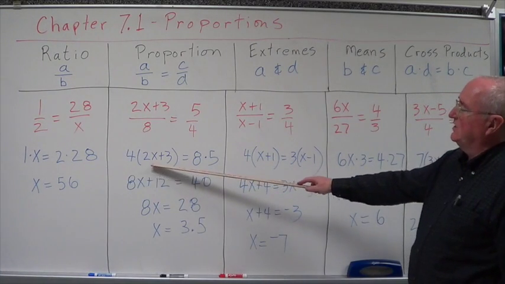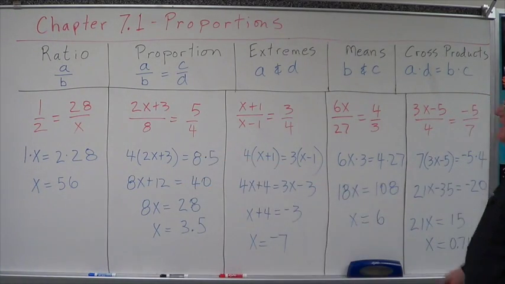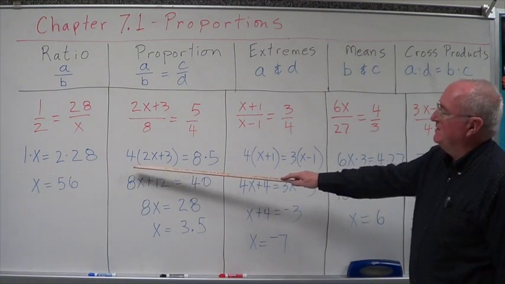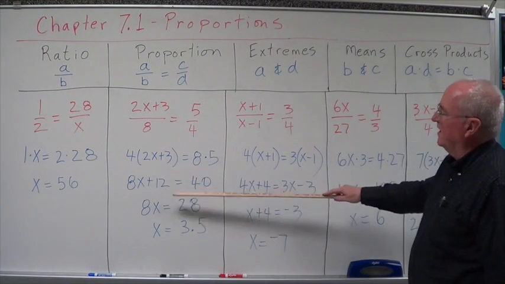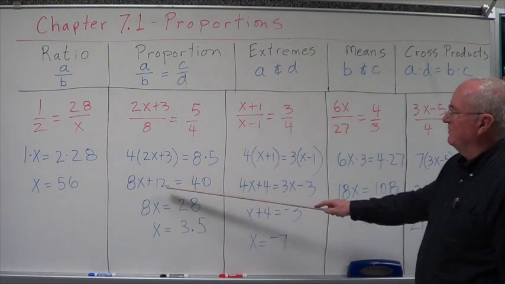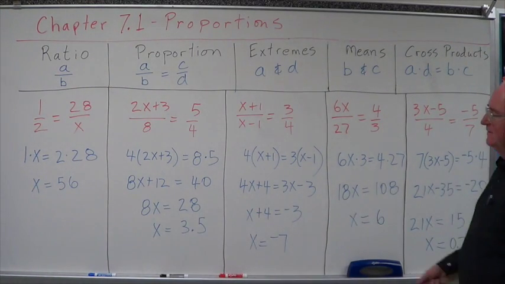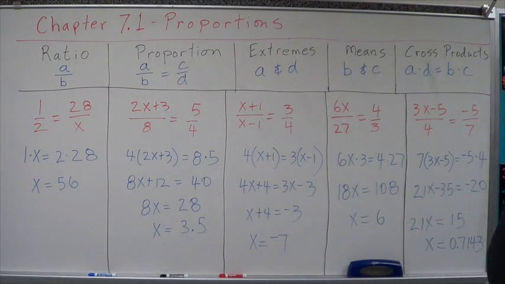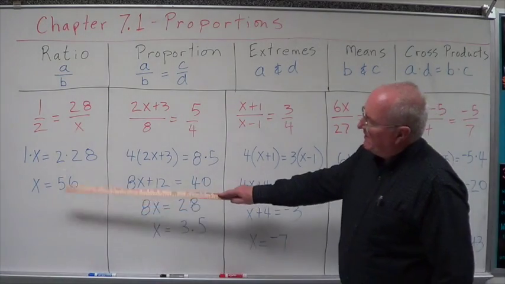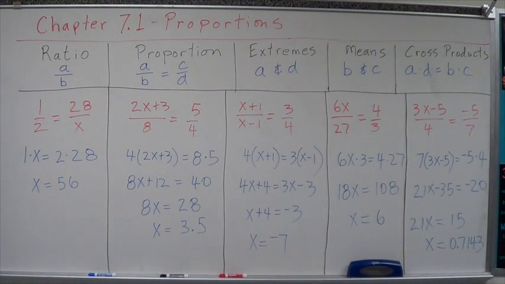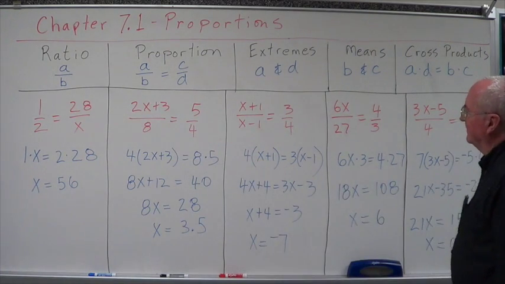4 times the quantity 2x plus 3 equals 8 times 5. 8x plus 12. Please be sure to distribute that all the way across. Equals 40. 8x equals 28. We subtract the 12, divide the 28 by 8, and we come up with x equals 3.5. Now, put this back in there and make sure that equals. Because if it doesn't, we're in trouble. You start over. So put this 3.5 back in there and make sure I did it right.